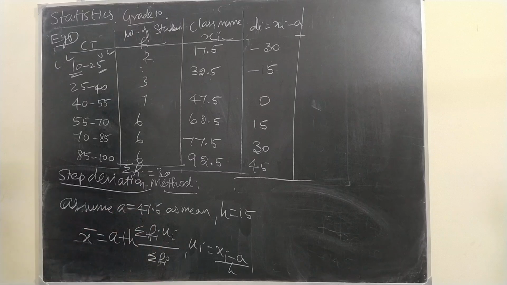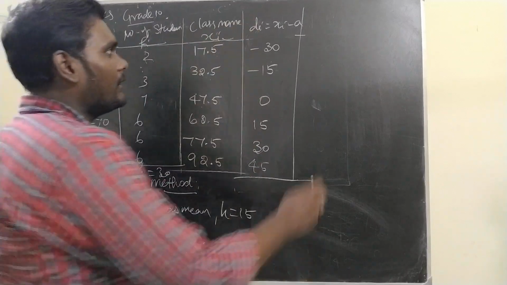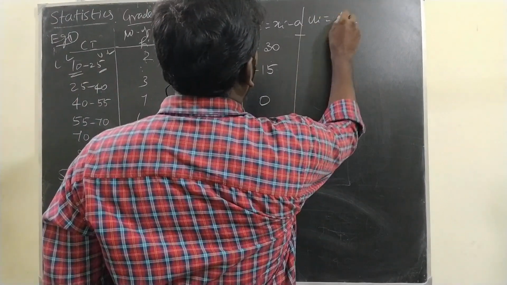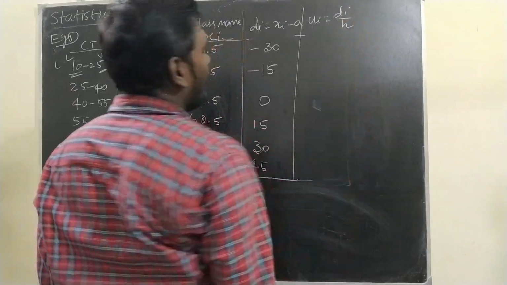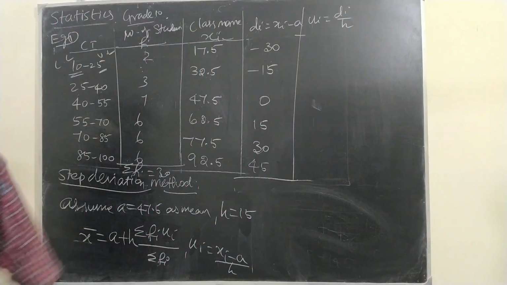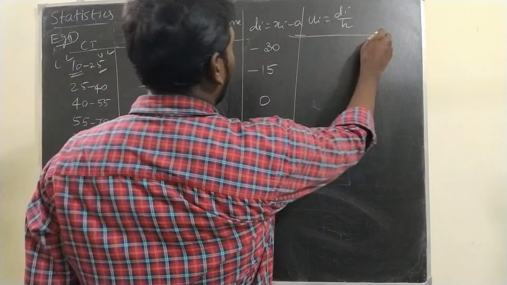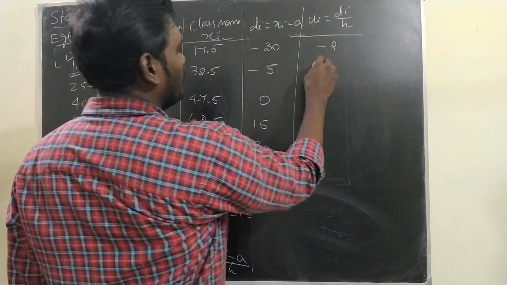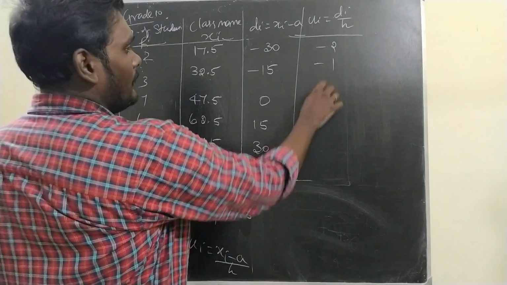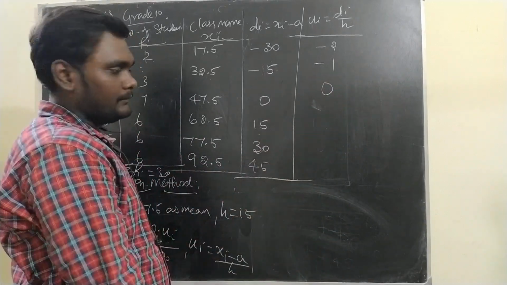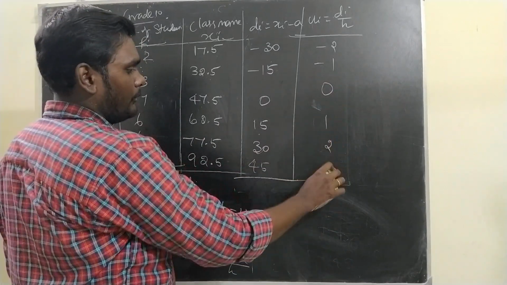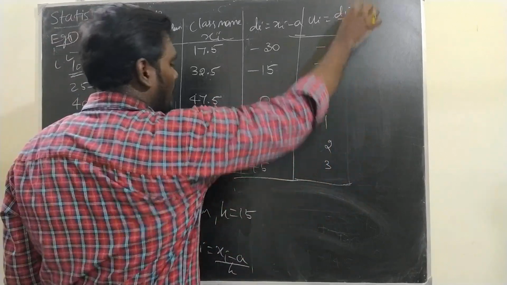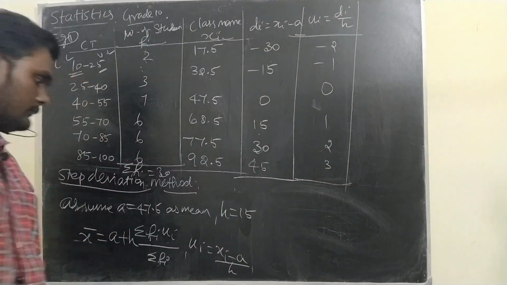Okay, step deviation method. So again here, we are not going to substitute di by h. Divide this by 15. What will you get? Minus 2, minus 1, 0, here 1, 2, 3. That is all. That is our ui.